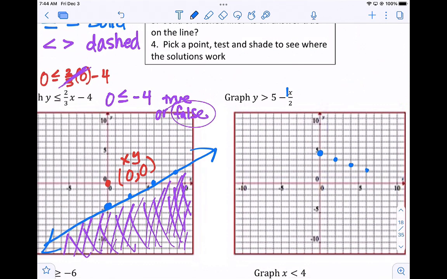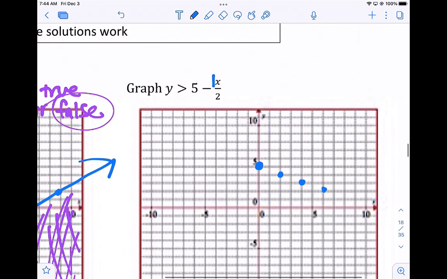Then we look at the inequality. There's no equal sign. So what that means is our answer can't be on the line. So to show that, we're going to make a dashed line.